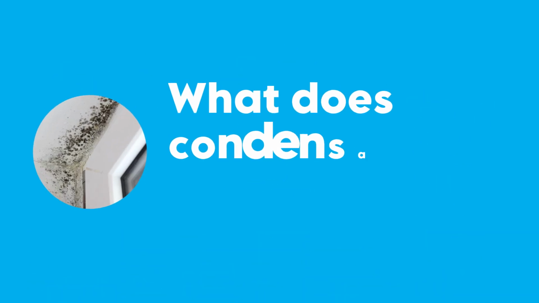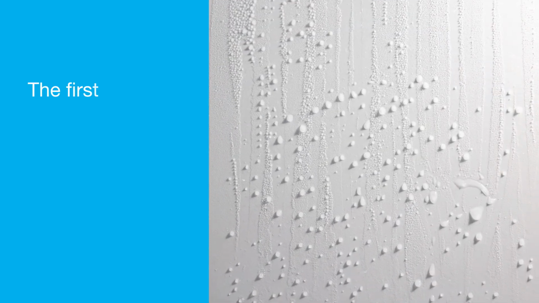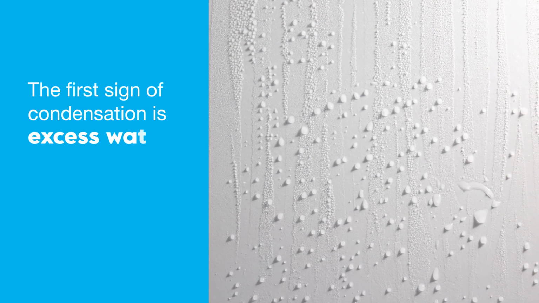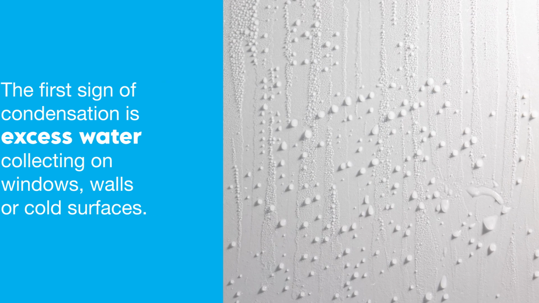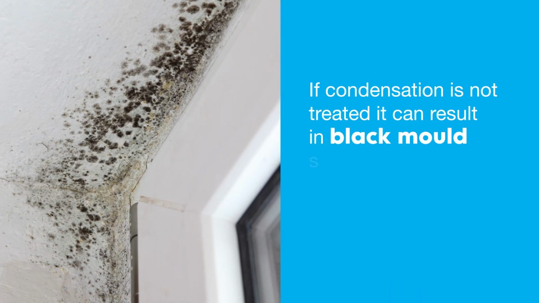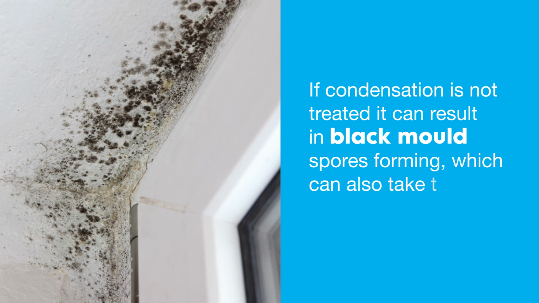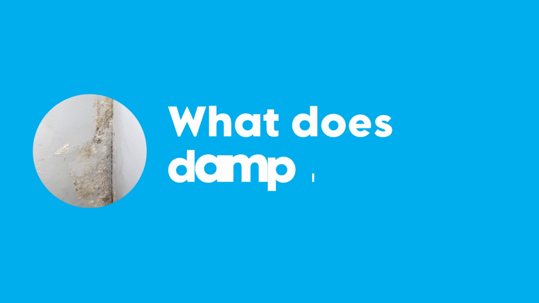What does condensation look like? The first sign of condensation is excess water collecting on windows, walls, or cold surfaces. If condensation is not treated, it can result in black mold spores forming, which can also take the form of black spots.